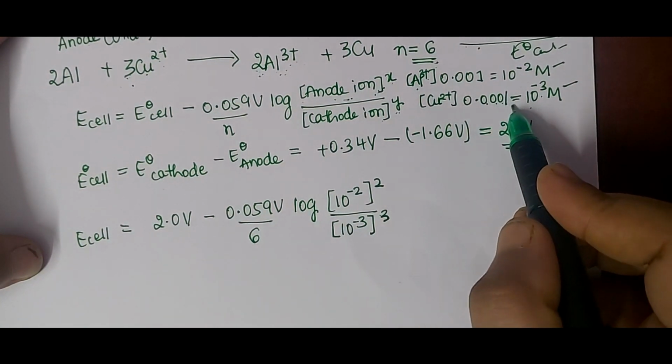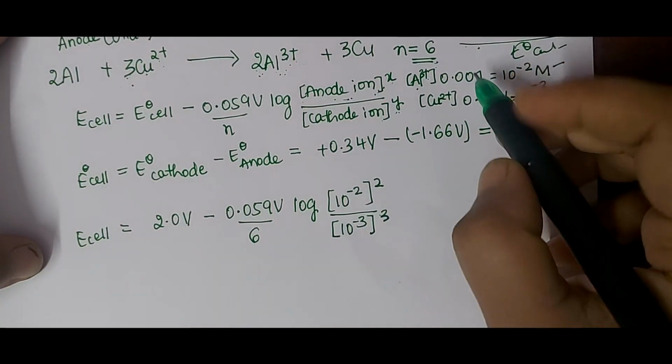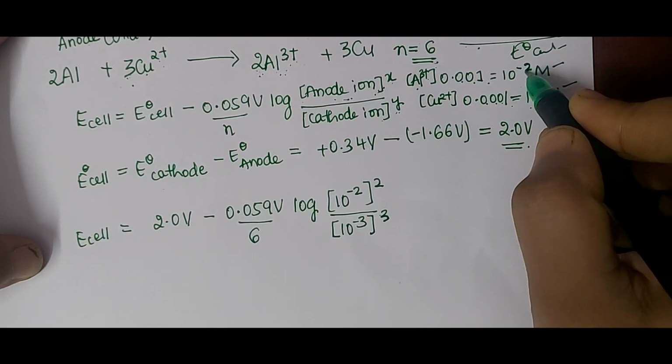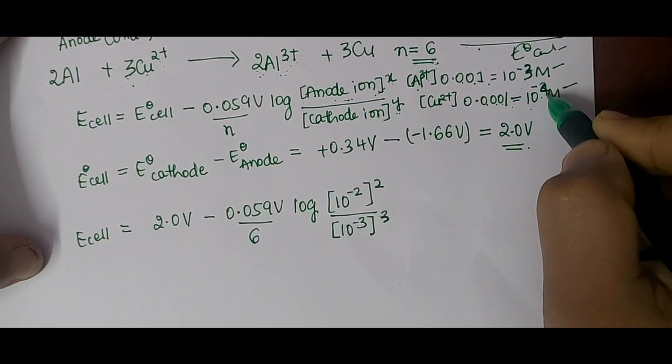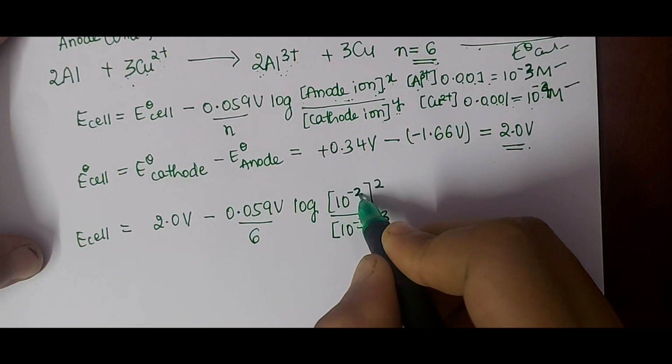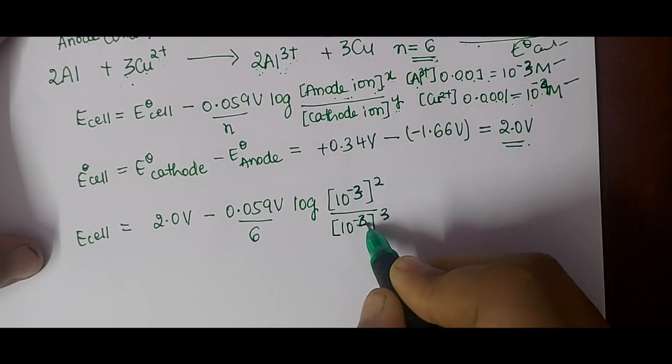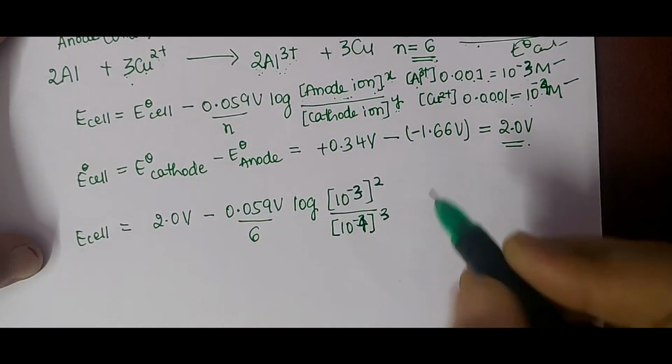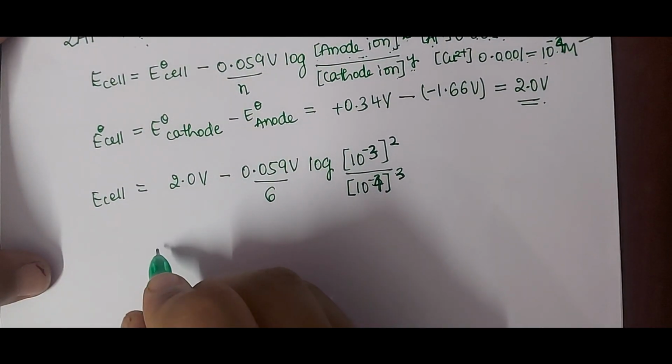1, 2, 3. Sorry, it is 1, 2, 3. It is 10 to the power minus 3. This is 10 to the power minus 4. So 10 to the power minus 3 raised to 2, 10 to the power minus 4 raised to 3. Now we'll solve it. So when we solve it, what do we get?